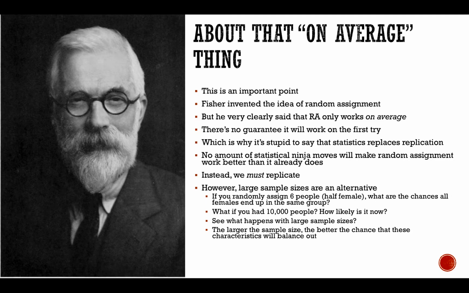And about that on average thing, this is an important point. Fisher, on the left there, invented the idea of random assignment. And he very clearly said that random assignment only works on average, and there's no guarantee it will work on the first try, which is why it's so stupid, forgive the language, to say that statistics replaces replication. Statistics does not replace replication, and no amount of statistical ninja moves will make random assignment work any better than it already does. Instead, we must replicate.